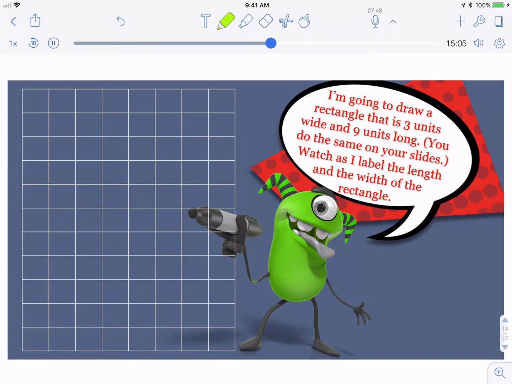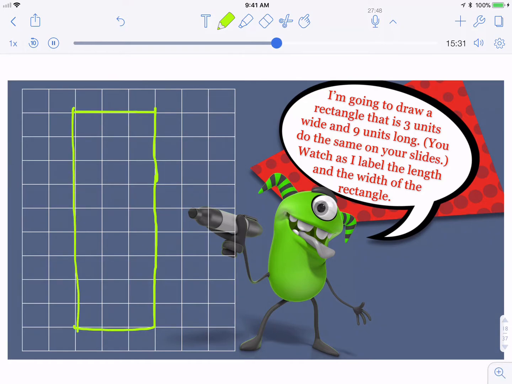I'm going to draw a rectangle that is 3 units wide and 9 units long. You do the same on your slides. Watch as I label the length and the width of the rectangle. Now label the length and the width of your rectangle.